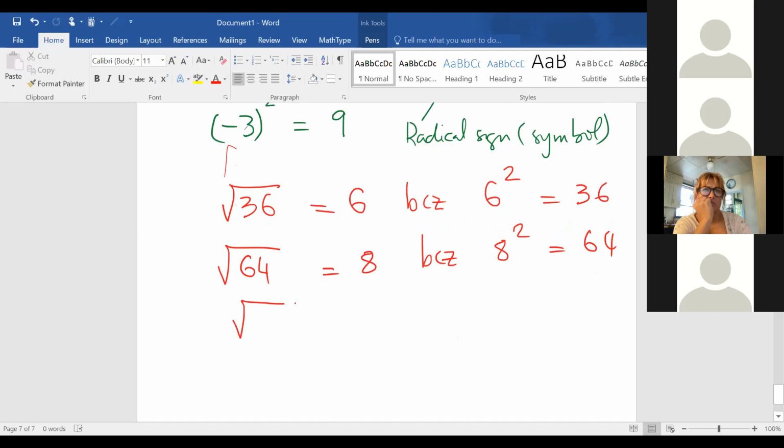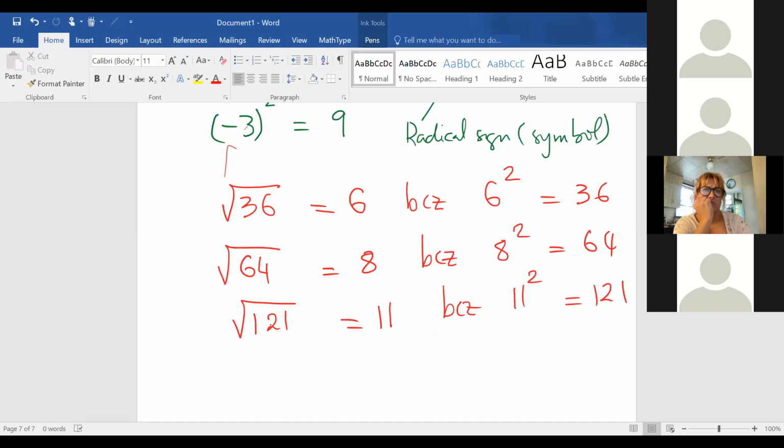What is the square root of 121? 11. 11, right? Thank you. Why? Because 11 squared is 121, right? All of those numbers are positive. You see, the number inside is positive, the number outside is positive.